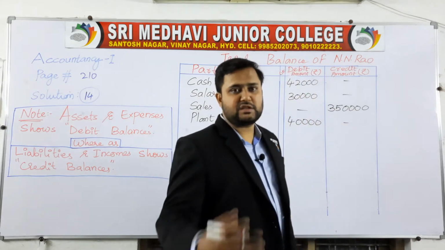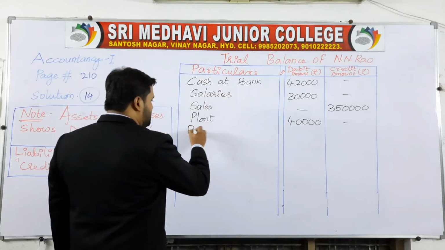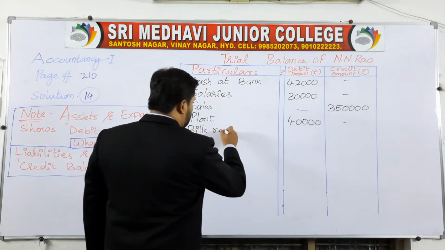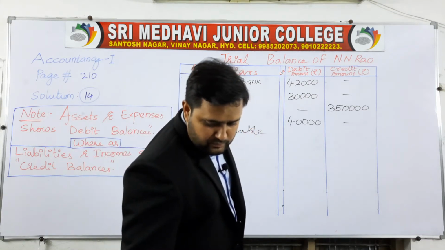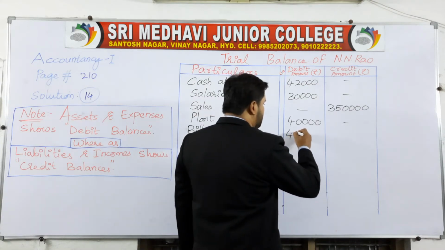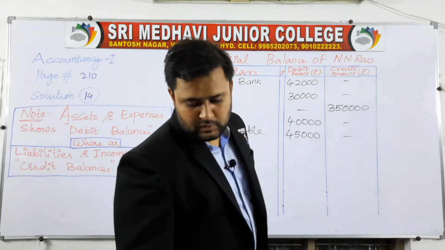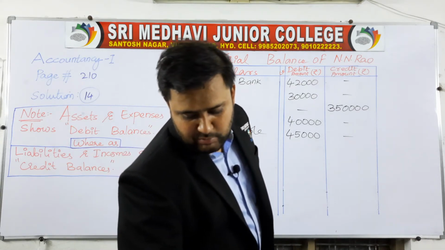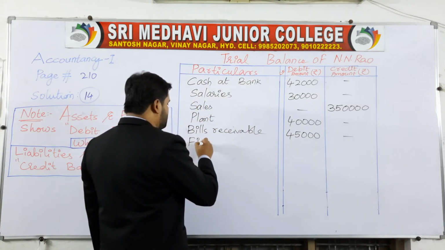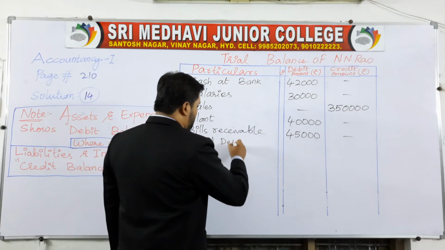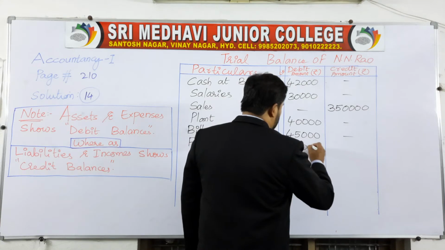Bills receivable. Bills receivable means you have to collect the bills, which means it's an asset for you. Bills receivable, how much? 45,000. It's an asset, that is why you write it in the debit column. Fixed deposits: how much is the fixed deposit? 60,000 rupees. Fixed deposit is an asset. Fixed deposits, 60,000.